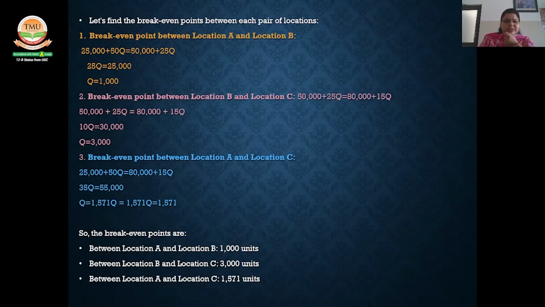So the third break-even we found at 1571. It means between locations A and B, 1000 units. Between locations B and C we found 3000 units. Between locations A and C we found 1571 units.